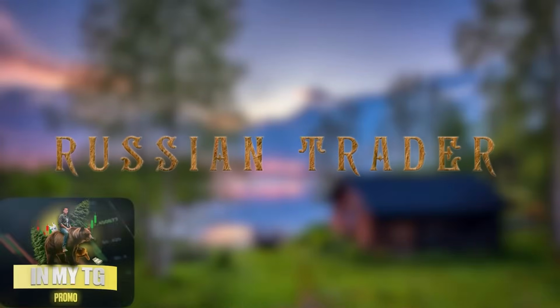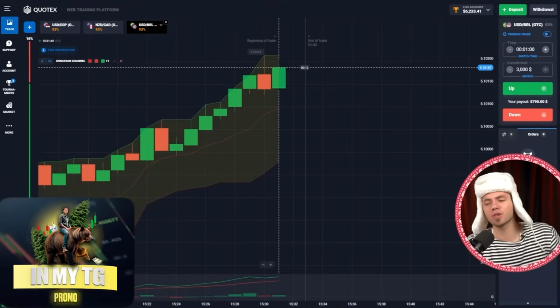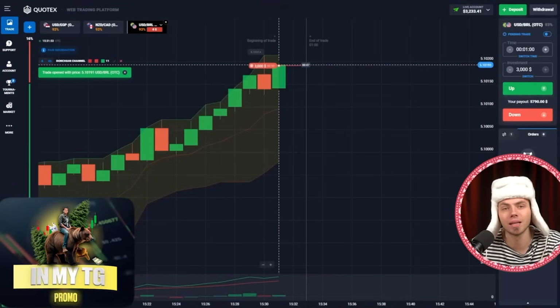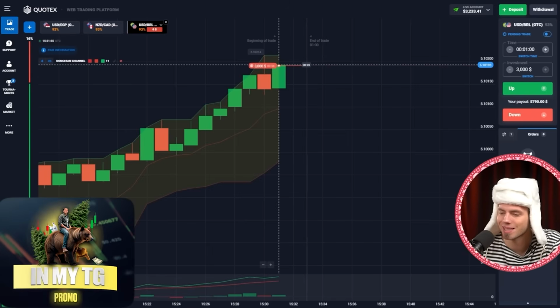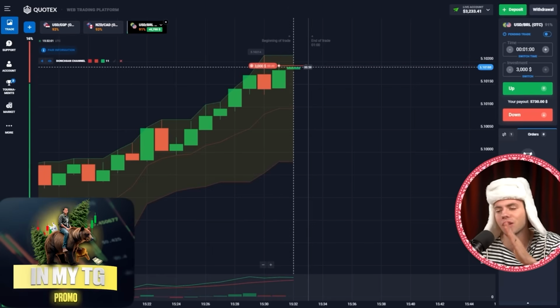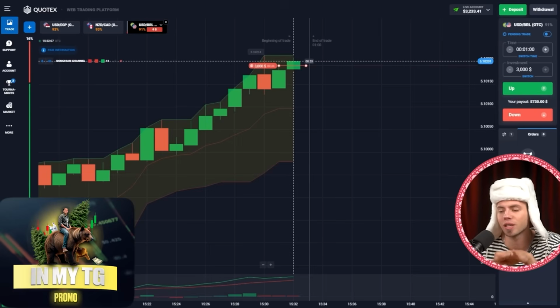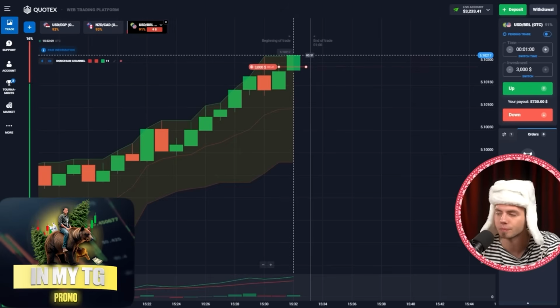Okay, let's move on to the next trade. Let's set the amount 3,000, and we are opening a sell trade over here, guys. If you take a look at all these situations happening in the last time, this trade and the previous couple of trades are pretty similar, because here we have the upgoing trend, and we enter at the very moment when the price should reverse, because we are in an overbought zone.